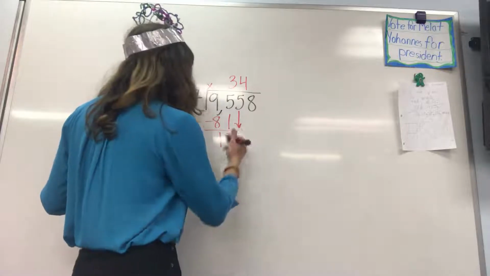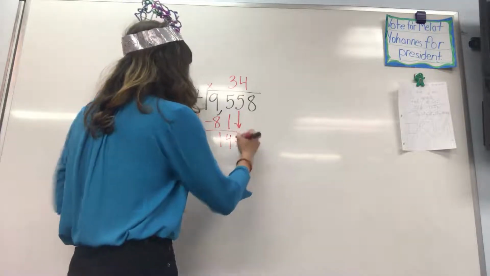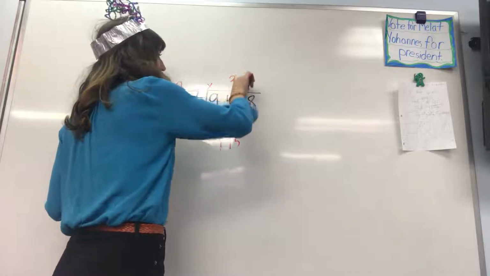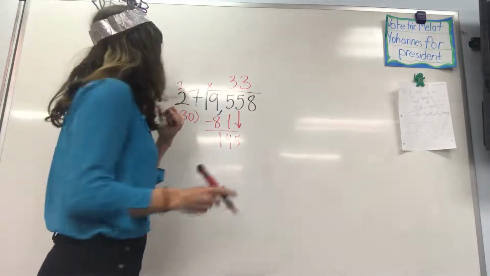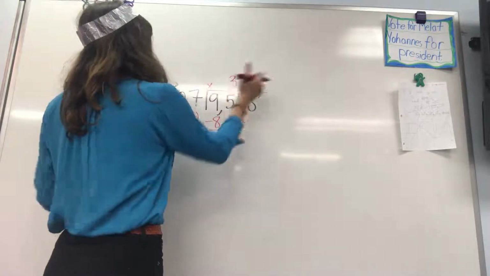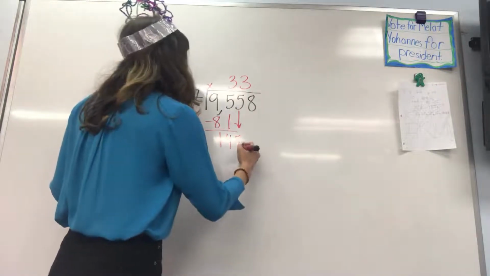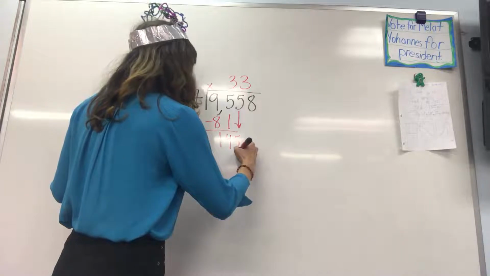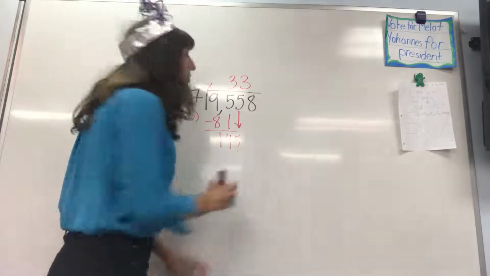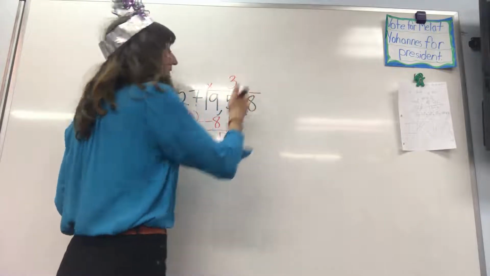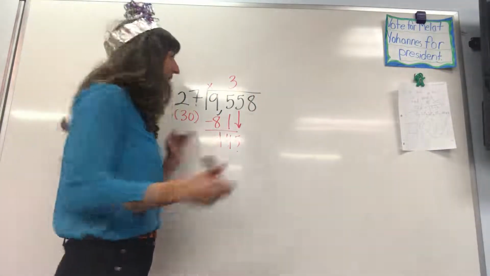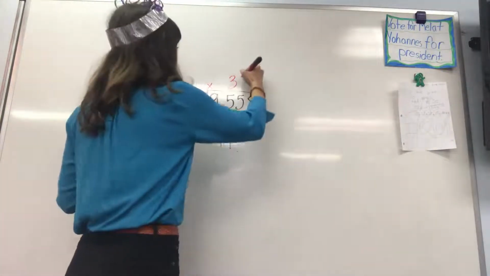All right, 1, 4, 5. Let's try 3. That's why we have estimates. 3 times 7 is 21. Oh no, wait, my guess wasn't big enough. I've been doing this too long. My guess wasn't big enough. Okay, I have to go from 4 up to 5.